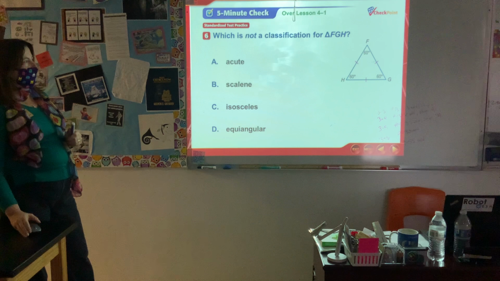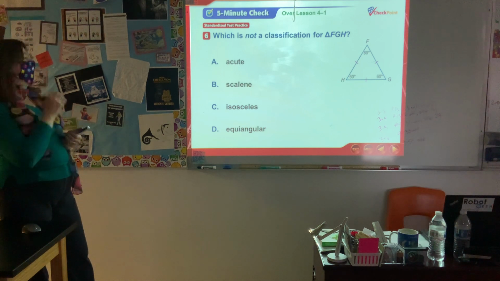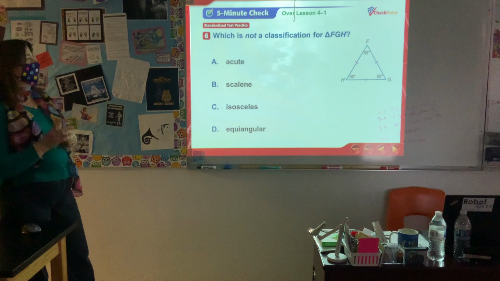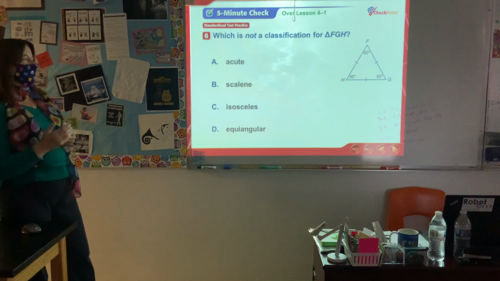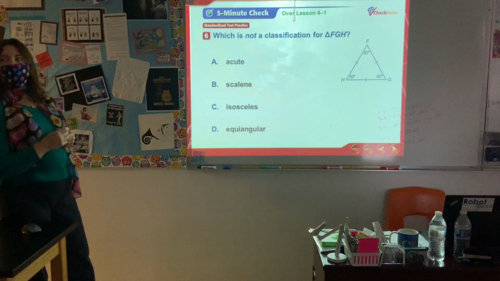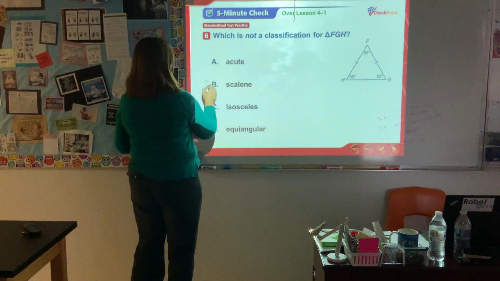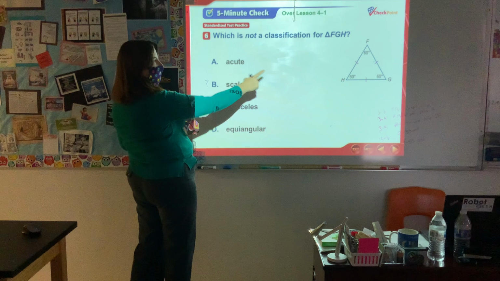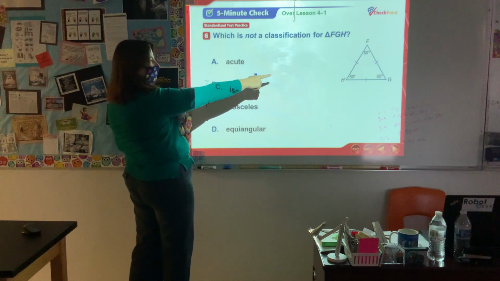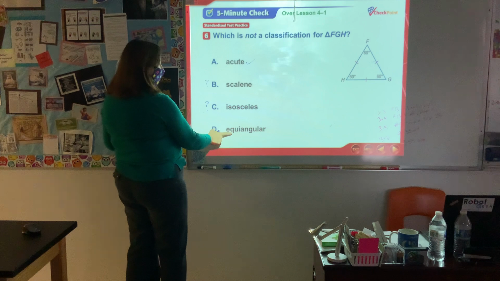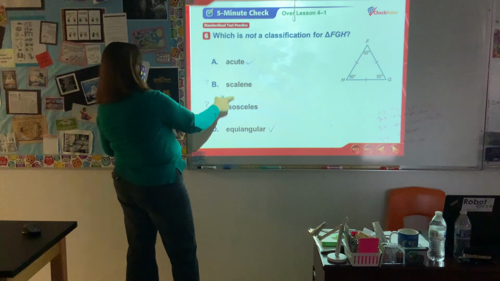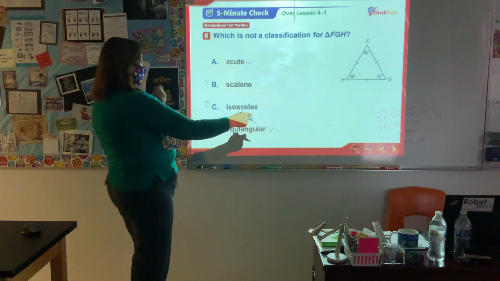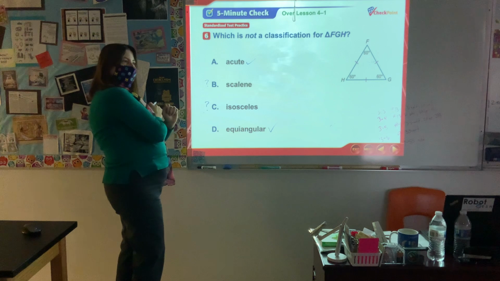Which of these is not a classification for FGH? Three of them do classify this correctly, though there's one that doesn't. Is it scalene? Or wait, isosceles. It's either B or C. We know it's acute because all the angles are less than 90. We know it's equiangular because they're all the same measure. So which of these is a better description that would fit this, and which one would never fit it?